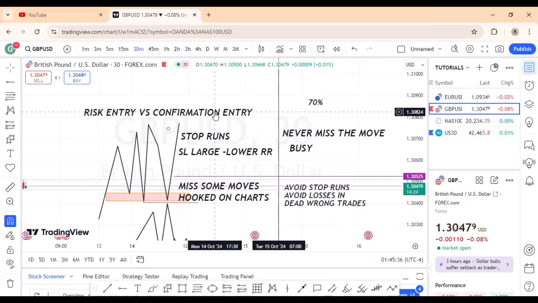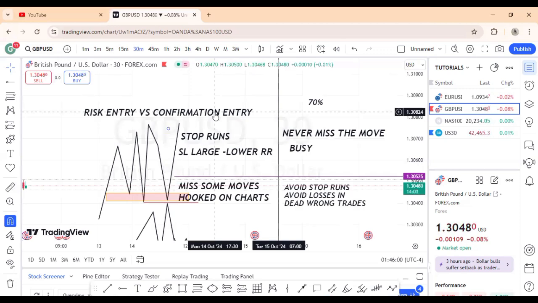So you can do 70, you can do 50-50. That depends on you. Or you can even do 100% confirmation, with no risk entry, or 100% risk entry, where you don't look at confirmation at all. It just depends on your level of knowledge and what you prefer, right? There's no one that is better than the other. You can choose risk entry, you can choose confirmation entry, whatever suits your life situation.